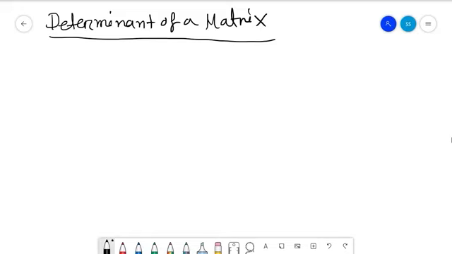Hi everyone and welcome to another lecture. Today we want to talk about determinant of a matrix. So let's get started. So first we need to talk about what is a determinant.